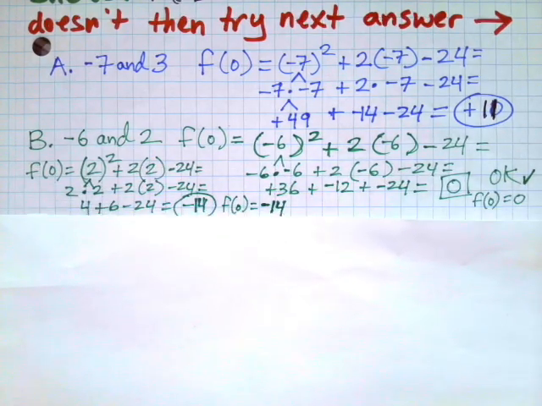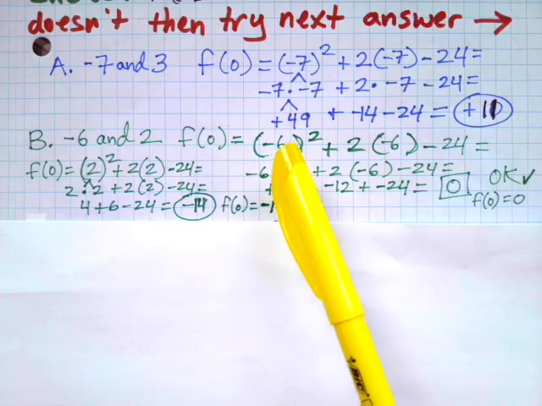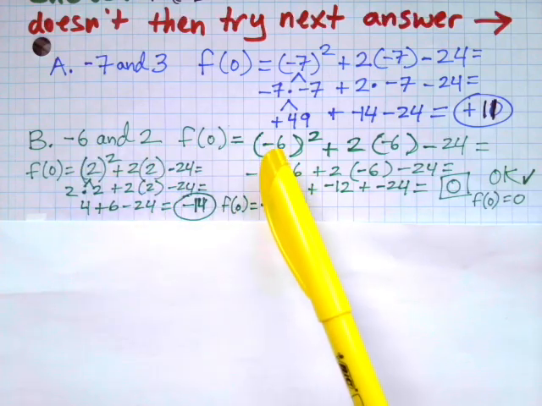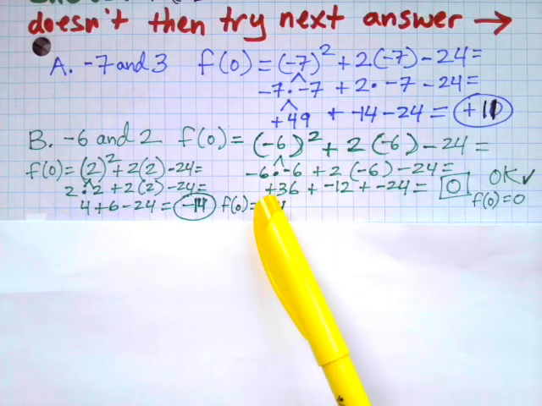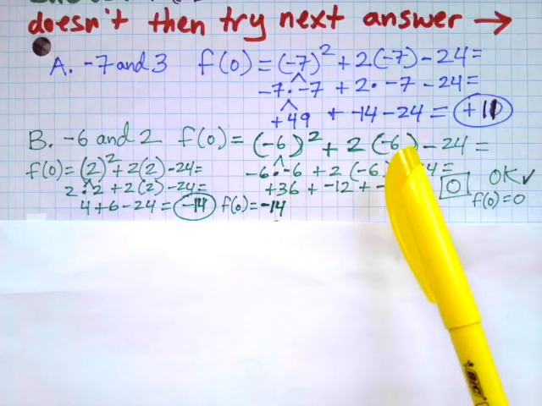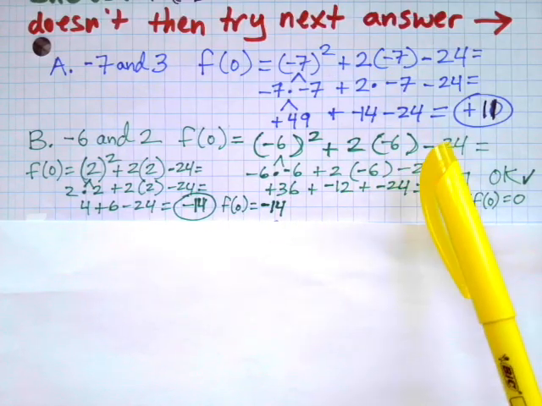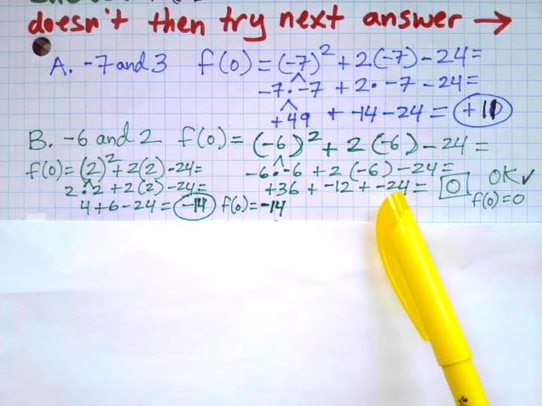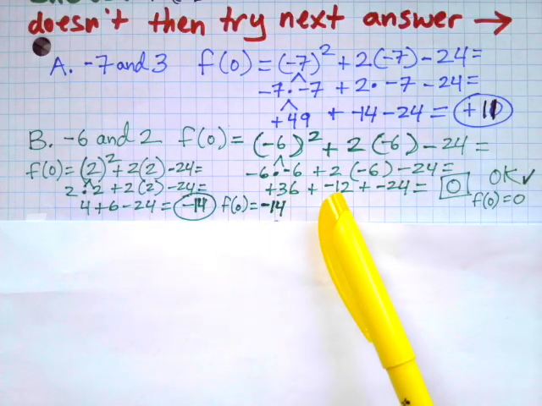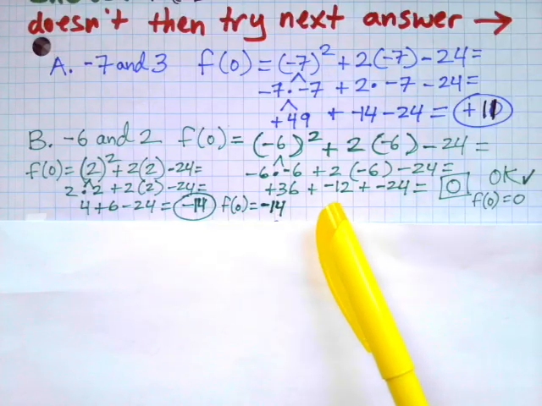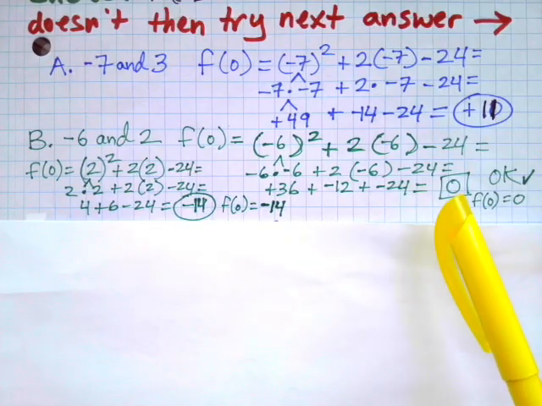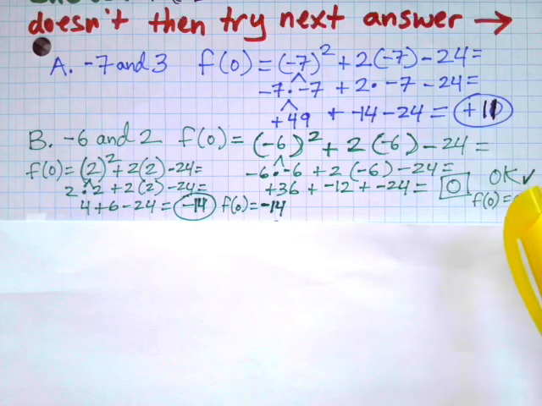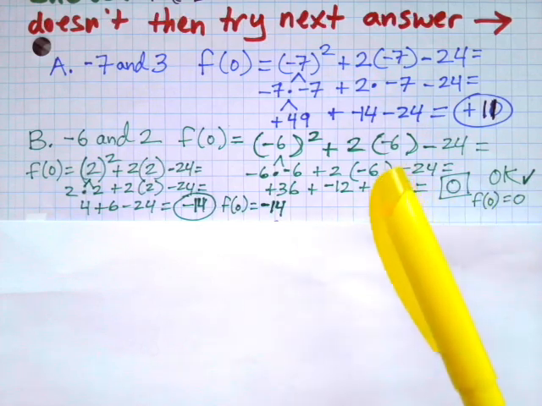I'm going to take a look at option B, and I'm going to substitute that -6 for both the x variables. -6 squared is -6 times -6, which is 36. 2 times a -6 is -12, and then I just bring down that -24. 36 plus -12 plus -24 is 0. What's a positive 36 plus a -36? Ooh, that's 0. F of x equals 0. That checks off. That looks really good.